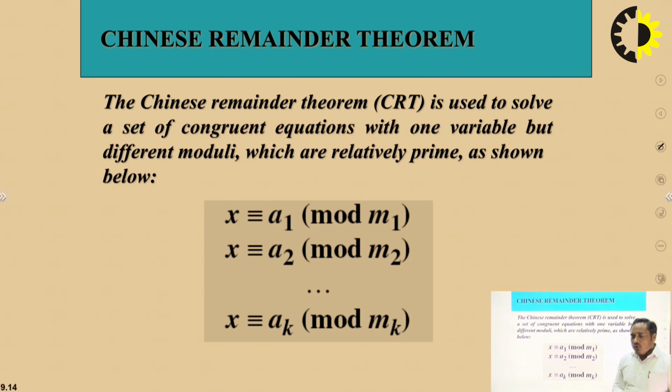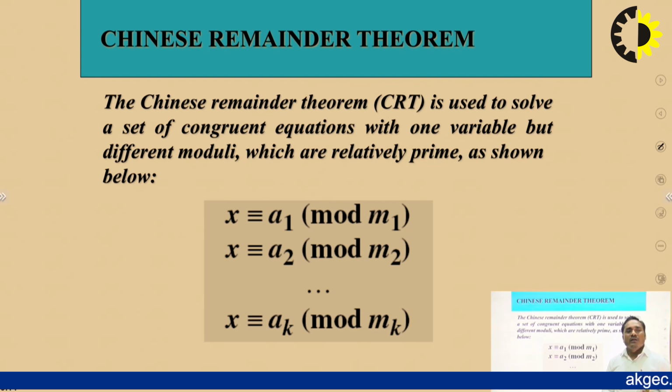Now I am going to discuss one of the most important numerical sections, that is the Chinese remainder theorem. What is the Chinese remainder theorem basically? In the Chinese remainder theorem, we are going to solve the numerical problem by calculating the value of x. So what is x? x equals a1 mod m1, x equals a2 mod m2, and so on up to x equals ak mod mk. By using the Chinese remainder theorem, you can calculate the value of x.